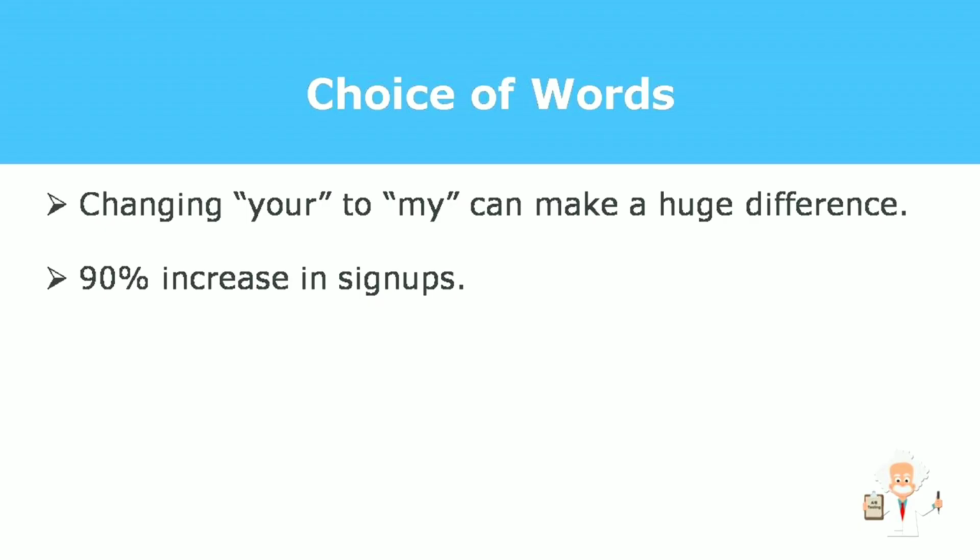Choice of words. In CTAs, you have a very limited space for words to convince your readers to click on it. It's best to keep your CTAs concise and persuasive. Here are some tips that I'd like to share. Here's a surprise. Changing "your" to "my" can make a huge difference, which results in a 90% increase in signups. This is because the word "my" refers back to the marketer. This signifies that the word represents something really personal and connects well with the reader.